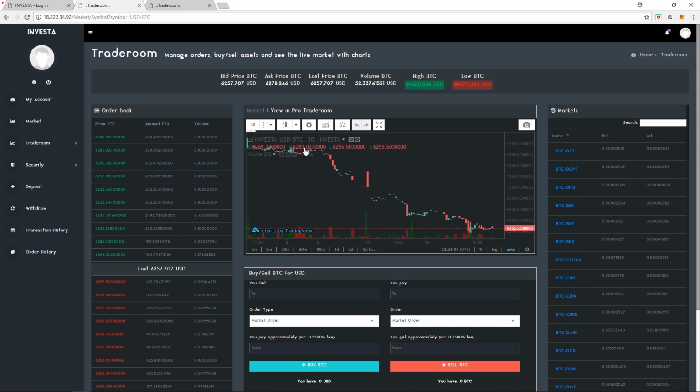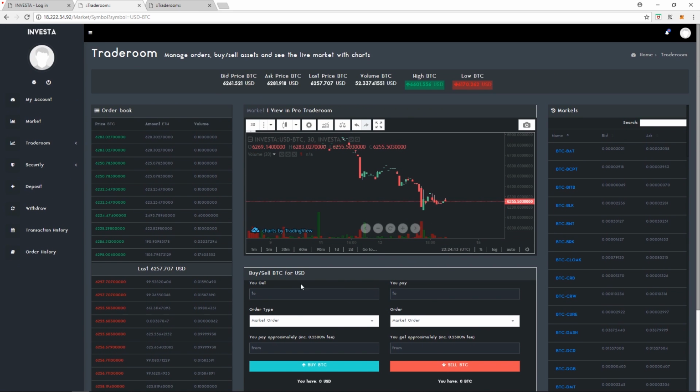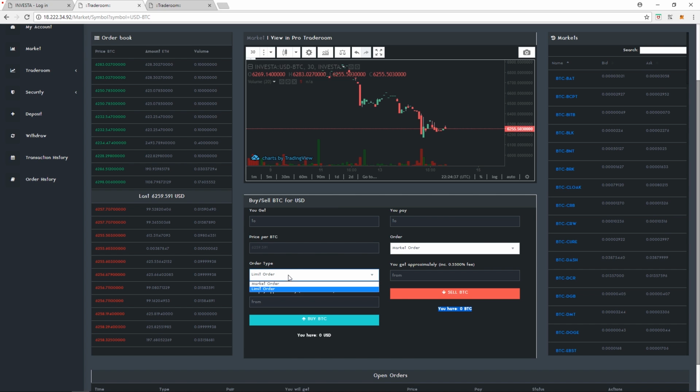the dollar to Bitcoin pair will show up with the current price, the order book to the left, and of course the console for you to purchase or sell Bitcoin. Assuming that you have dollars to purchase Bitcoin, you would use this side of the panel. If you have Bitcoin and you want to sell it to the market for dollars, you'll use this side of the panel. You have two types of orders: market orders and limit orders.